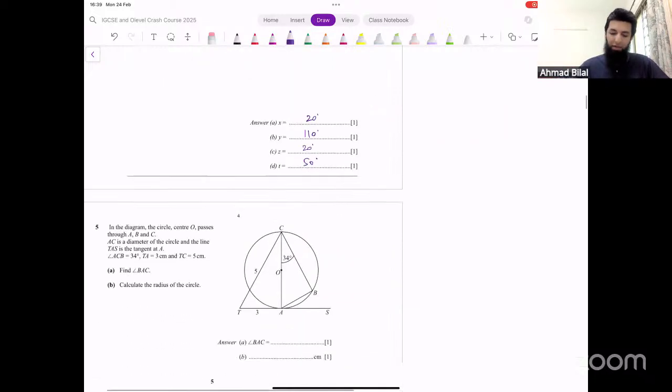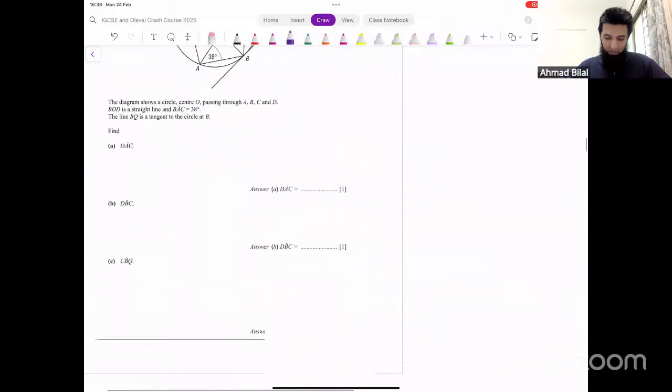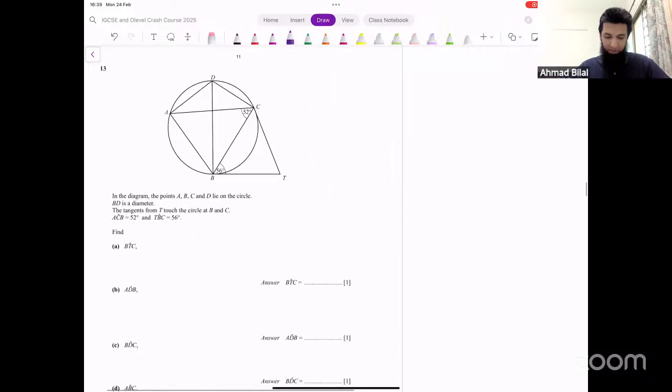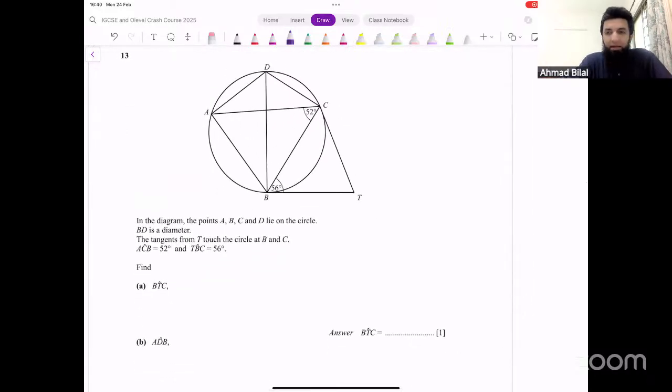Okay. All right, now let's have a look at one in which they might not have given the center, or that might not be used. Okay, let's try this now. This is question number 13 from the spreadsheet. In the diagram, the points A, B, C, and D lie on the circle. BD is the diameter. Okay, this is the diameter. The tangents from T touch the circle at B and C.